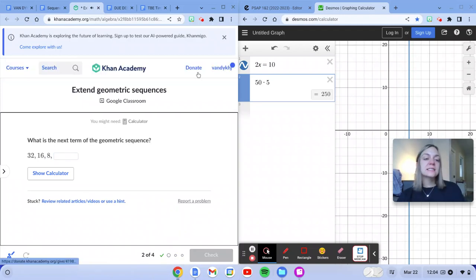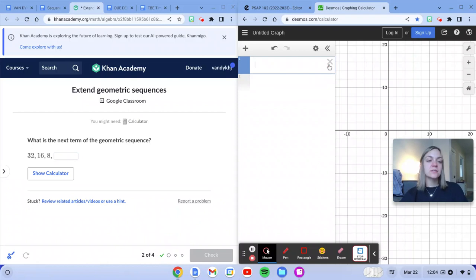Great. What is the next term of the geometric sequence? So we're going from 32 to 16, 16 to 8. Obviously, these numbers are getting smaller, so we know we're either going to be dividing, or dividing, period, which is the same as multiplying by a fraction.